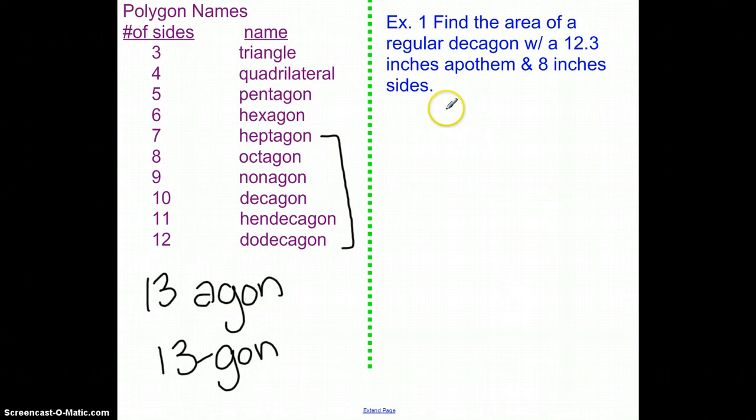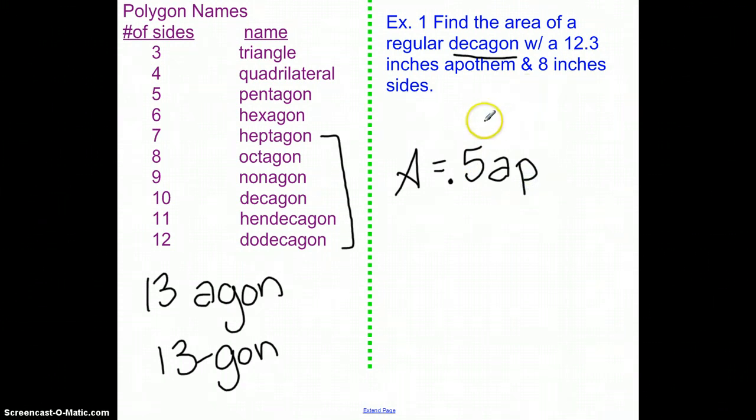This one has that. Find the area of a regular decagon. So decagon on this list is 10-sided, with a 12.3 inch apothem and 8-inch sides. First of all, remember that we're using this formula. In this problem, they tell us that the apothem is 12.3. They tell us that the sides are 8 long. But if it's a decagon, I have to know that there are 10 sides that are 8 long.